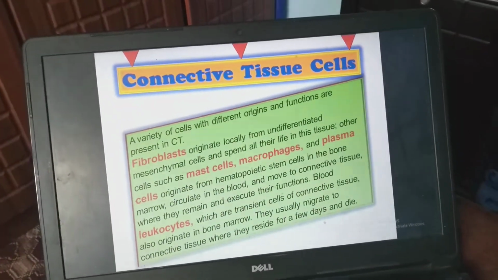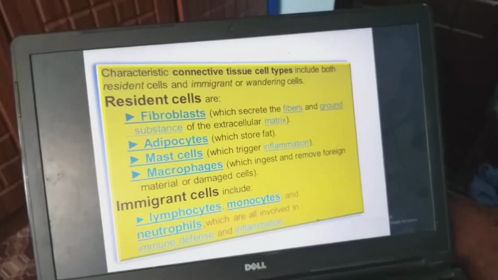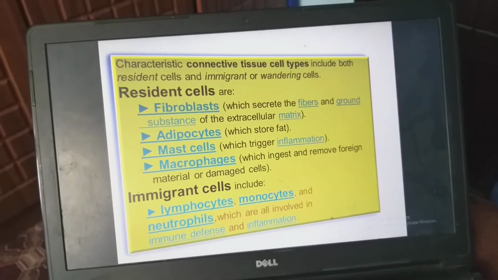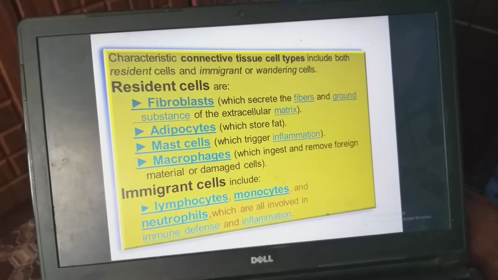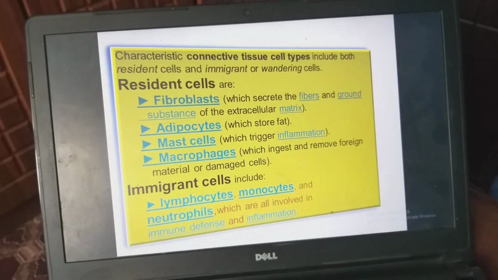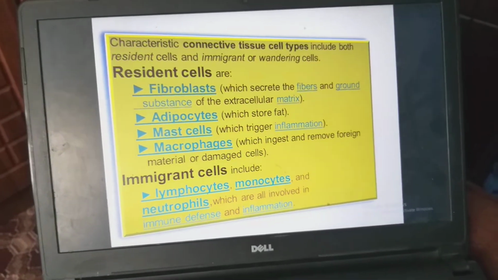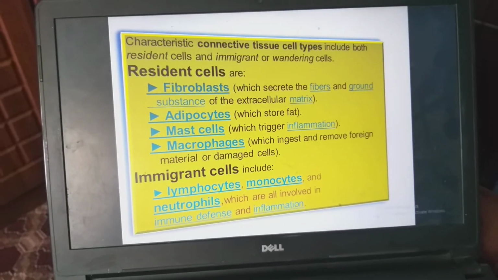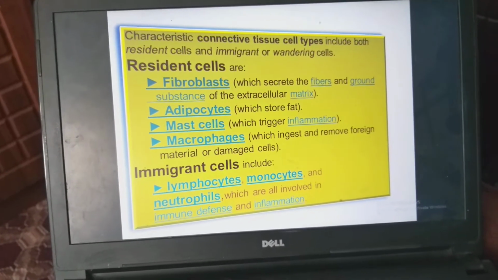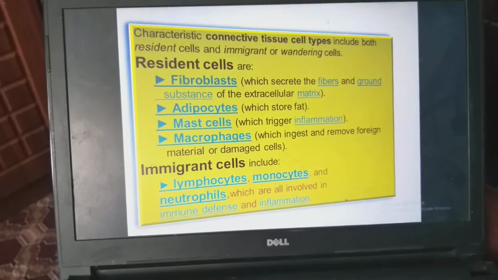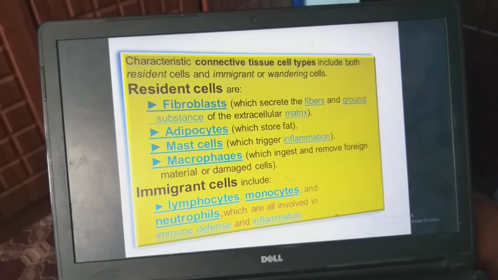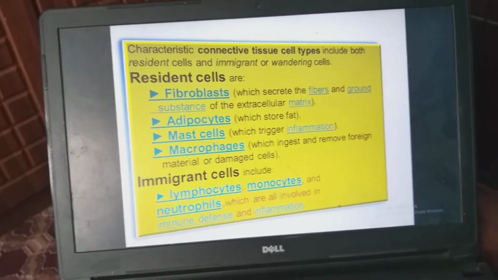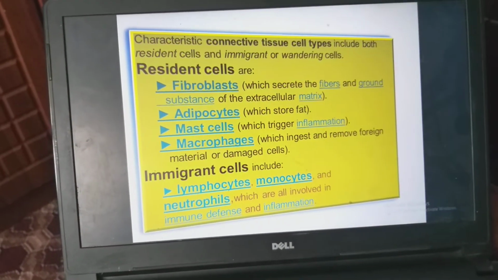The other is connective tissue cells. Connective tissue cells, broadly, we classify based on their location as resident cells and immigrant cells. Resident cells are those which are not moving or transporting from one area to another. But when we call it an immigrant cell or wandering cell, it means they can move, they are motile, moving from one area to another.